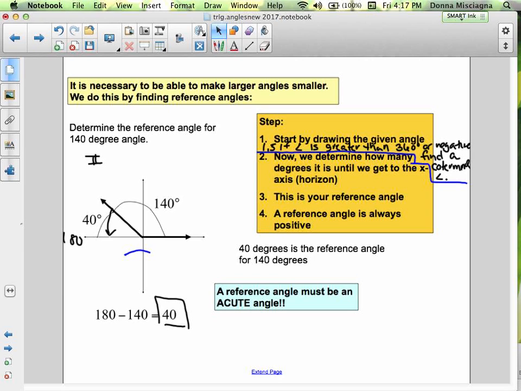I need to get to that x-axis, and I subtract my principal angle, which is 140, I'll get my reference angle, which is 40 degrees. So 40 degrees is the reference angle for 140 degrees, and that is an acute angle. Okay? It's that easy. Now, of course, we'll do some things a little bit different when we're in other quadrants, but it's still that easy for all the quadrants.